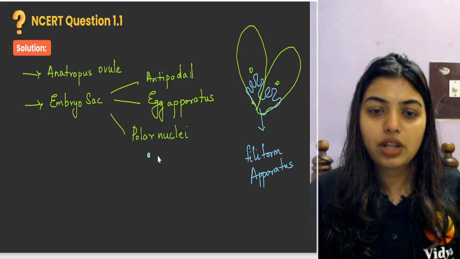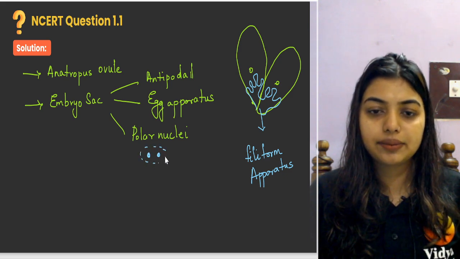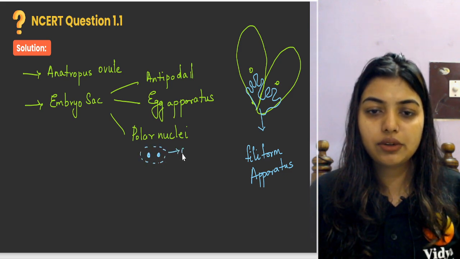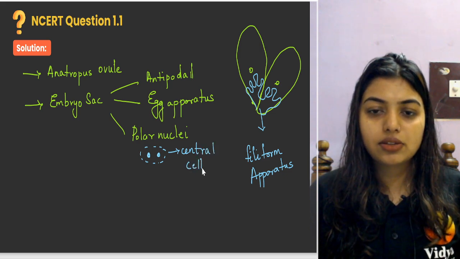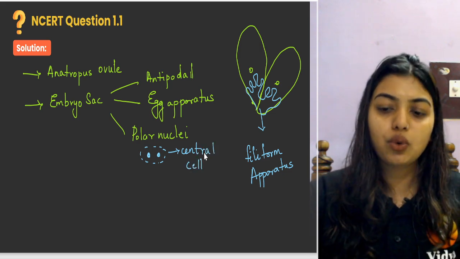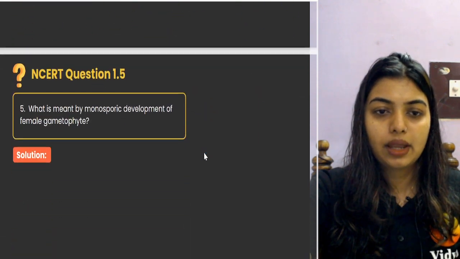And wherever the polar nuclei are, that whole thing you can call the central cell. This is what you have to remember in your ovule, very importantly. I hope that was clear.